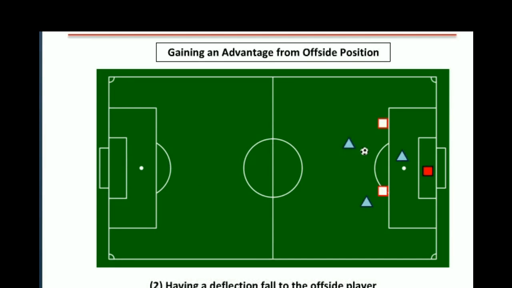A second possible means is from a simple deflection from a defender, not the goalkeeper, that rebounds to the offside attacker. Here the attacking team plays a lateral pass to an onside attacker. The defender has the ball hit him in the back, at which point it bounces to a third attacker who is in an offside position. The offside player has gained an advantage from his position, and the offside call should be made.